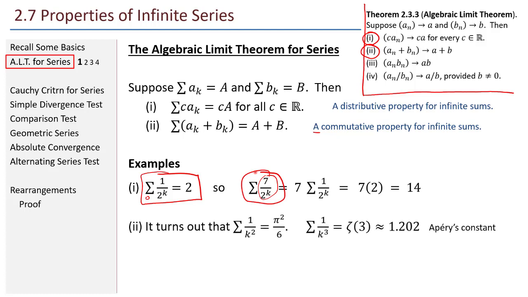How about this example? It turns out, and I will not prove this, that if I add the reciprocals of the squares, then the result is pi squared over 6. And if I add the reciprocals of the cubes, then the result is, well, weirdly nothing nice. I don't have a good closed form like I did for 1 over k squared. But this has a mathematical notation. We call it zeta of 3, and it's about 1.202. So here are two things that I absolutely know. These things converge, and I know what they converge to.